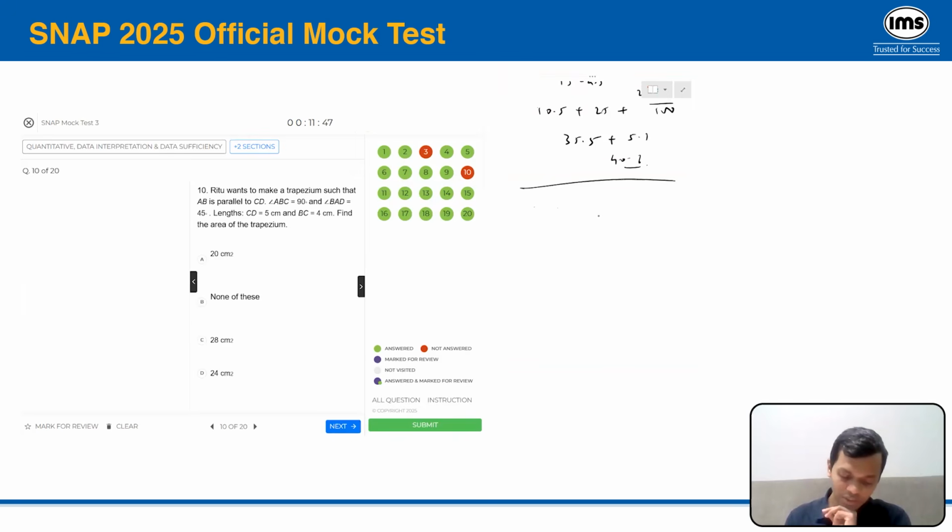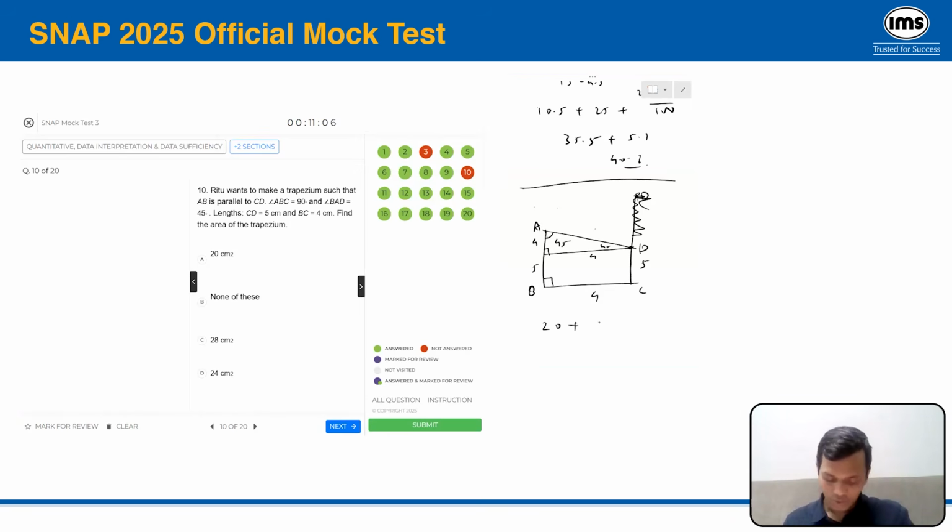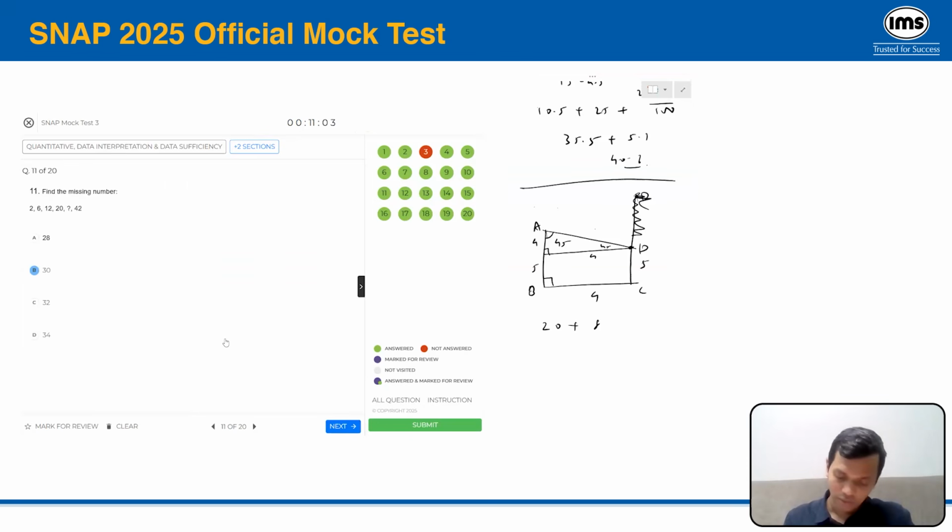Ritu wants to make a trapezium so that AB is parallel to CD. Okay. AB is 90 and AB is parallel to CD. So something like this. Angle BAD is 45, meaning D is here. So this is 45. CD is 5. BC is 4. Okay. So if I drop this is 4. This is 5. And this is 45, 45. So this will be 4. Find the area of the trapezium. Okay. So this will be 20 plus half of 16. 28 should be the answer.